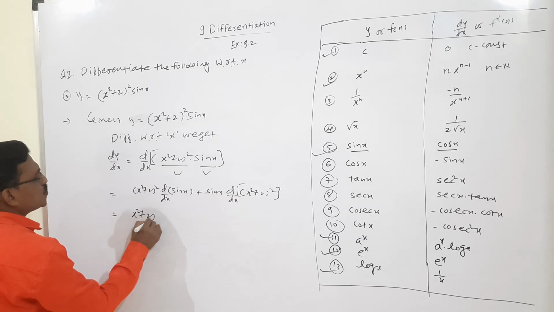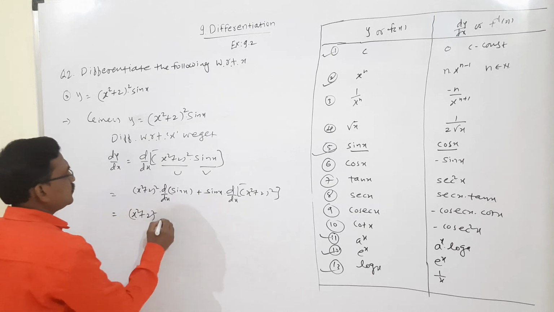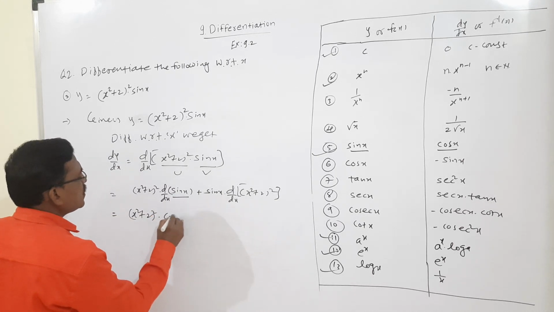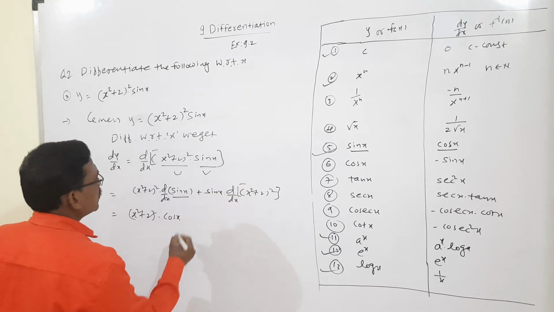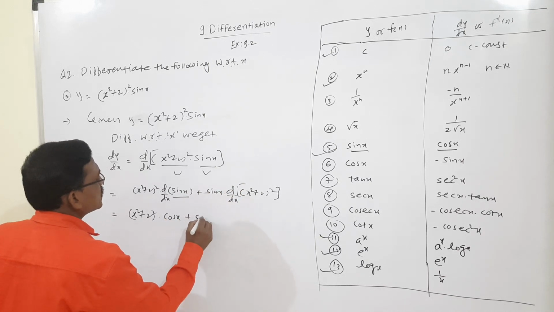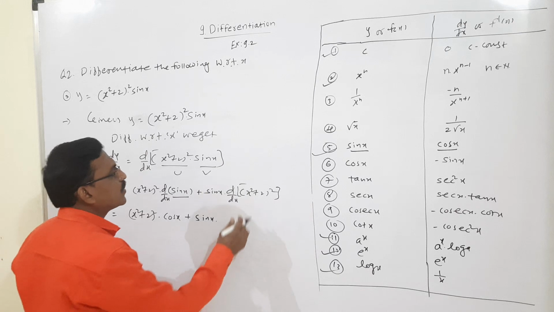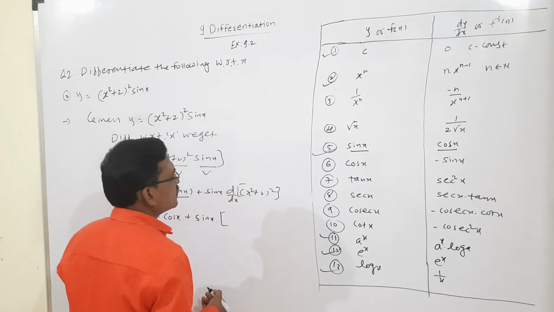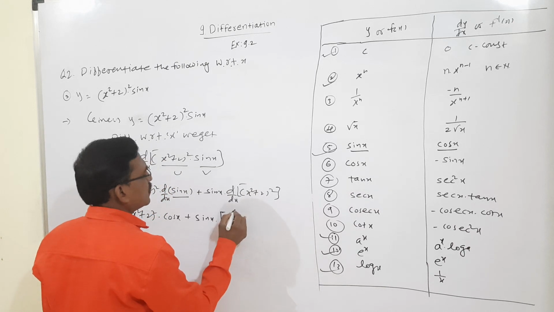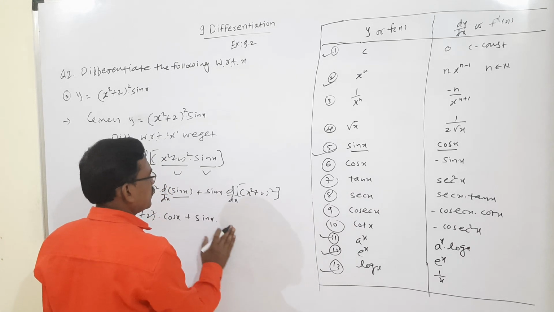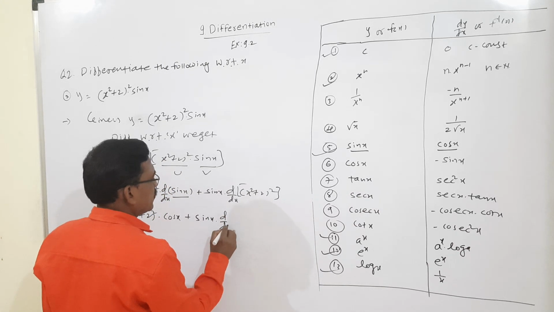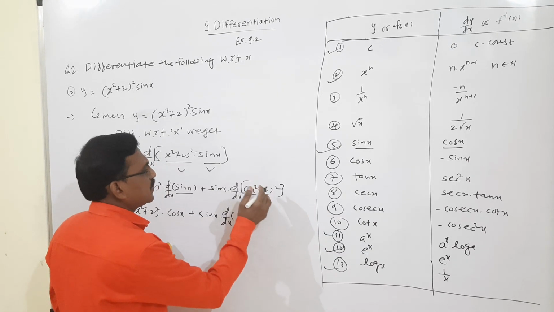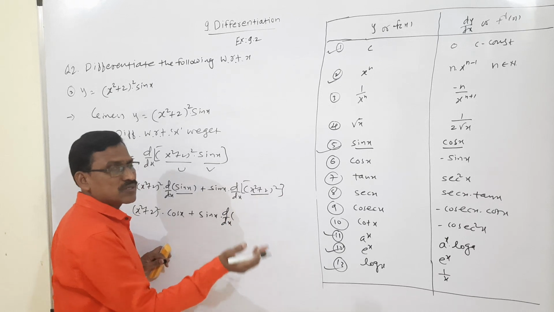(x square plus 2) whole square into derivative of sin x, which is cos x, a trigonometric function, plus sin x as it is into derivative of (x square plus 2) whole square. Here, take its expansion, the expansion of (a plus b) whole square.